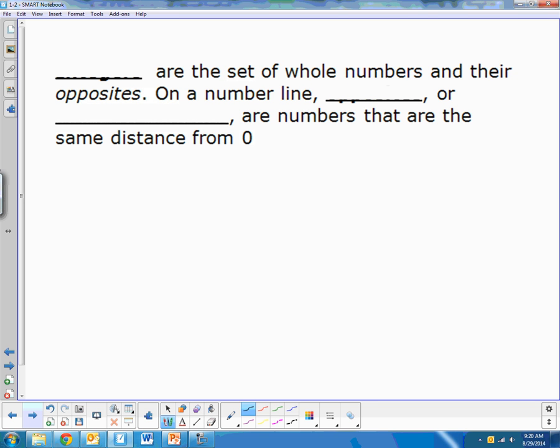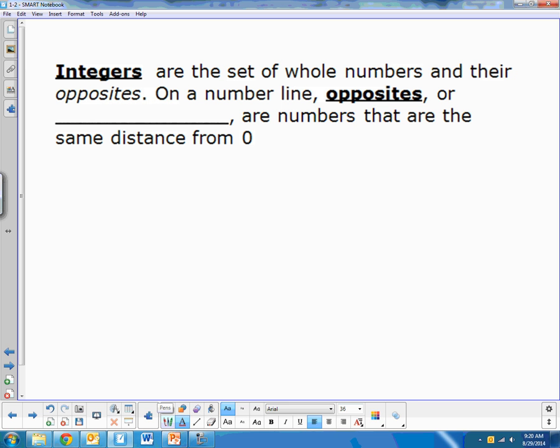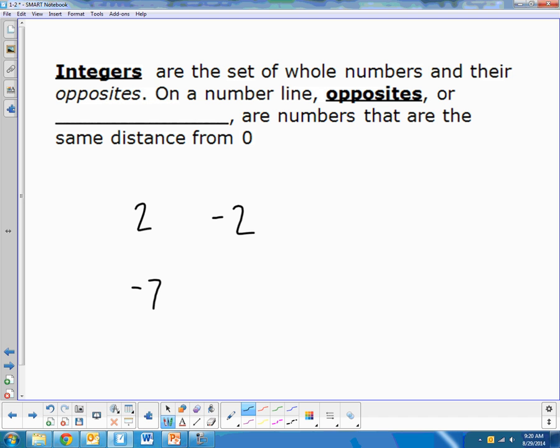Okay, so the first thing we're going to want to look at is a specific set of real numbers called the integers. Integers are the set of whole numbers and their opposites. So I know you're familiar with opposites: up, down, left, right. And so on a number line, opposites are like 2 and negative 2. So I'm going to put that down here, 2 and negative 2. Those are opposites on the number line. And, I don't know, maybe negative 7 and 7. Those are opposites on the number line.